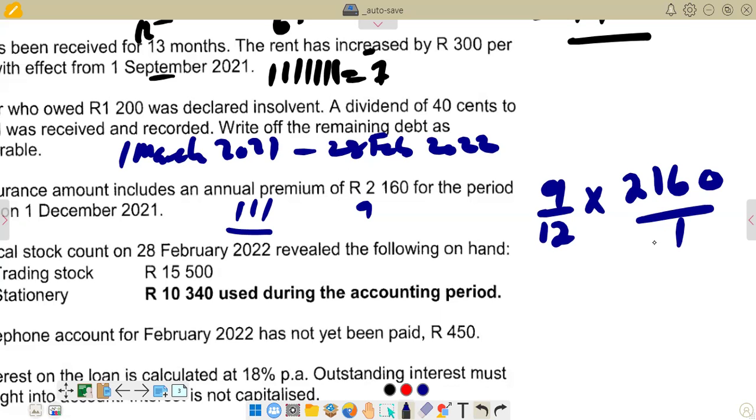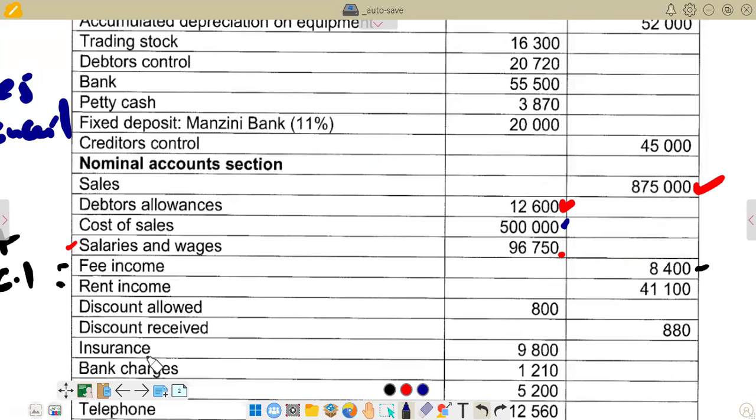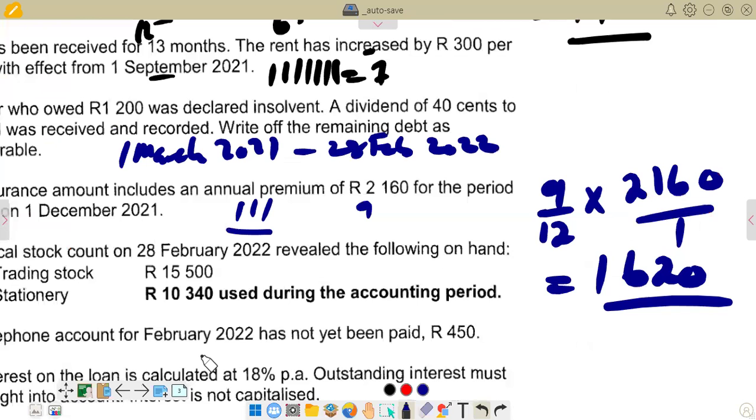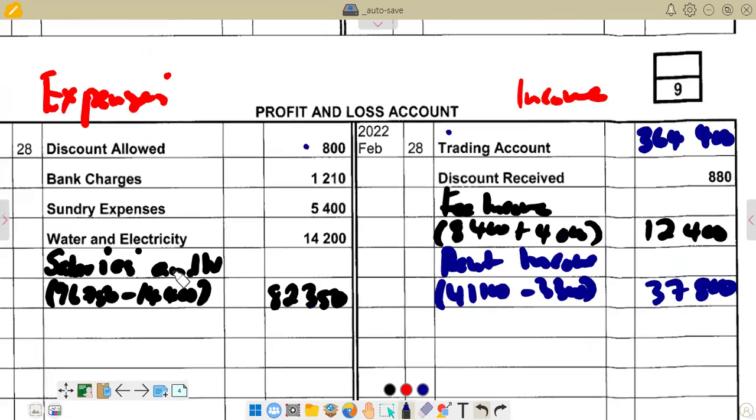So we get 1,620. This is a prepayment that occurred. We are supposed to subtract that from the figure of insurance because it was a prepayment. So we come here, we see that the figure of insurance that we are given is 9,800. So we say 9,800, then we subtract 1,620. That is the prepayment, or something that was paid in advance.